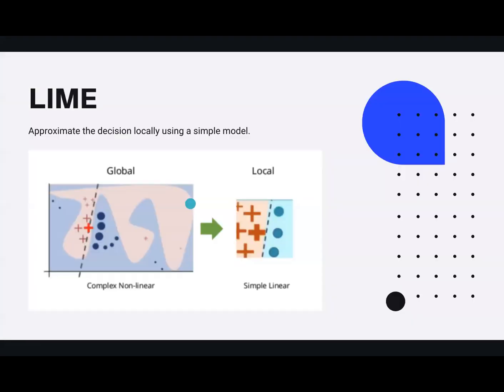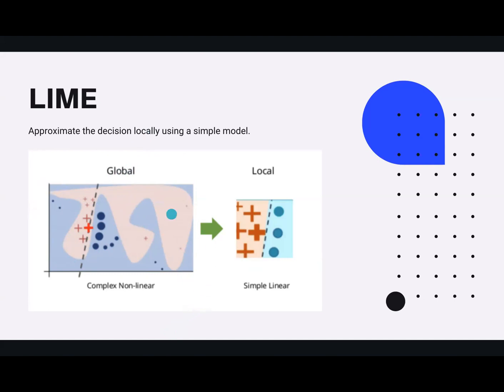So LIME is, as I said, a very simple technique. Instead of interpreting this global nonlinear neural network model that has a very complex decision boundary, you see this decision boundary? This is a very nonlinear decision boundary. This is the thing that splits yes, you get a loan, and no, you don't get a loan. But as you can see, it's very complicated, and we're not going to be able to describe all of these different corners in a text format that a human being can understand.